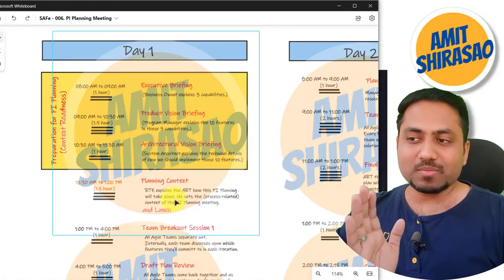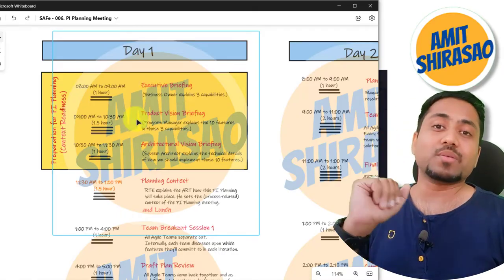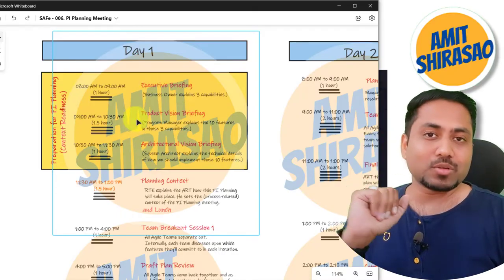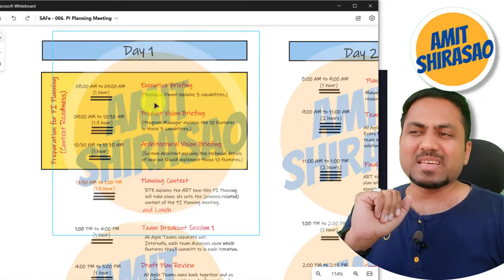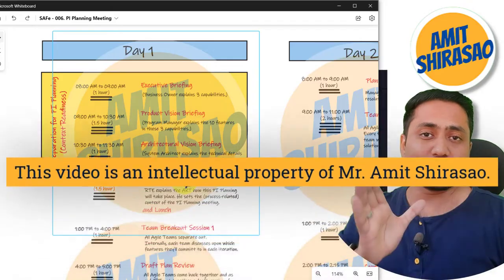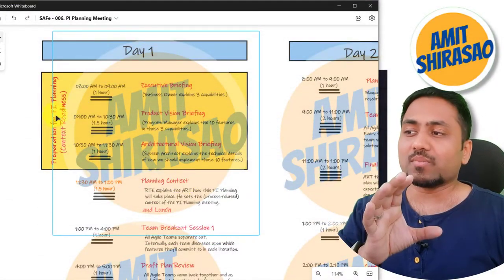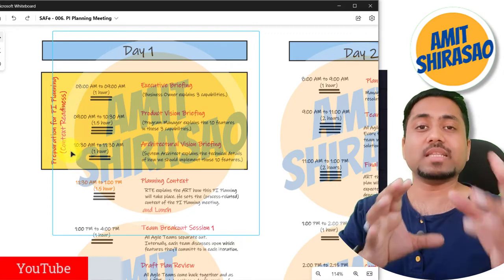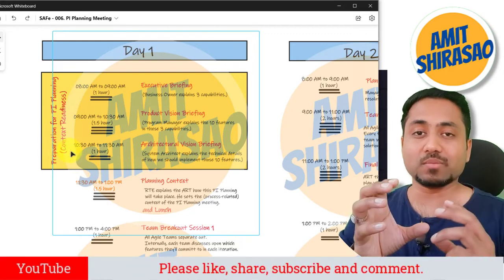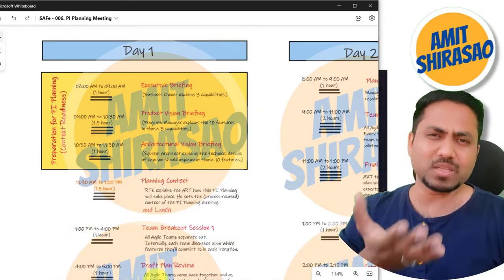Due to this, many people say that these 3 briefings in the beginning are not a part of the PI planning meeting. Why are they not a part of PI planning? Because anyway they happen before the team even knows about the planning context. So they are in a way PI planning readiness. They are not actually PI planning meetings. The PI planning meeting starts from 1 p.m. onwards. That is what many people say.